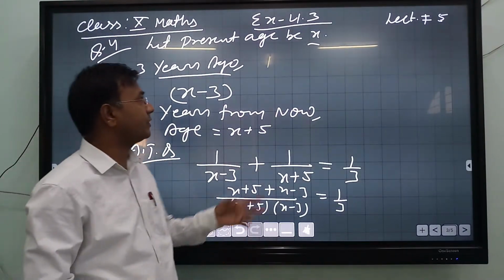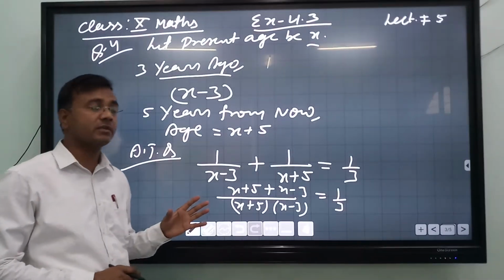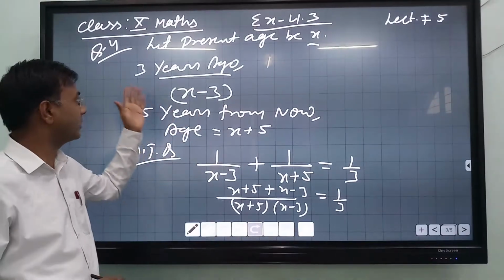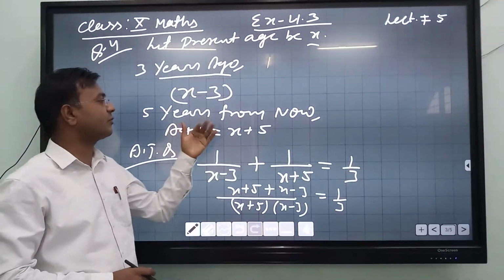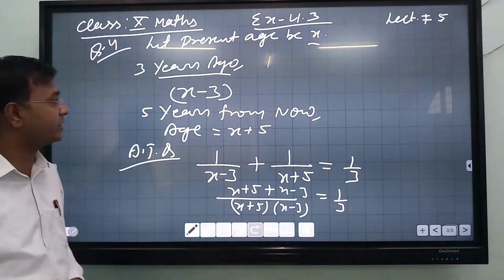The present age of Rahman be x, and the sum of the reciprocals of Rahman's age 3 years ago, that is 3 years before, and 5 years from now is 1/3. This is given in the question, right?